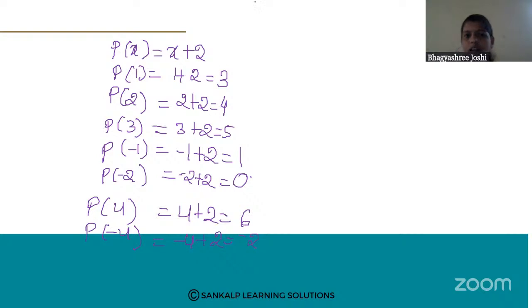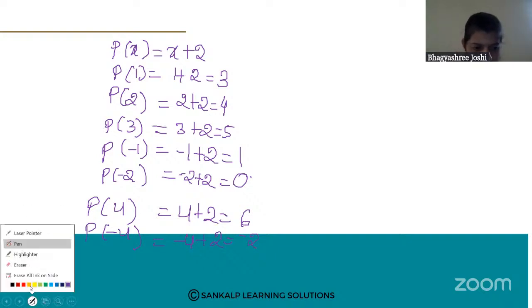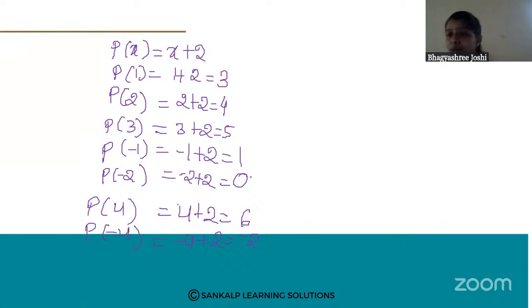So, I have now substituted different values. Observe carefully. In which value of x did I get the polynomial value as 0? When I substituted which value did the polynomial value become 0? Polynomial value means p of x is 0. Do you understand what I am saying? So here p is 3, 4, 5, 1, 0, 6, minus 2. These are the answers we got.